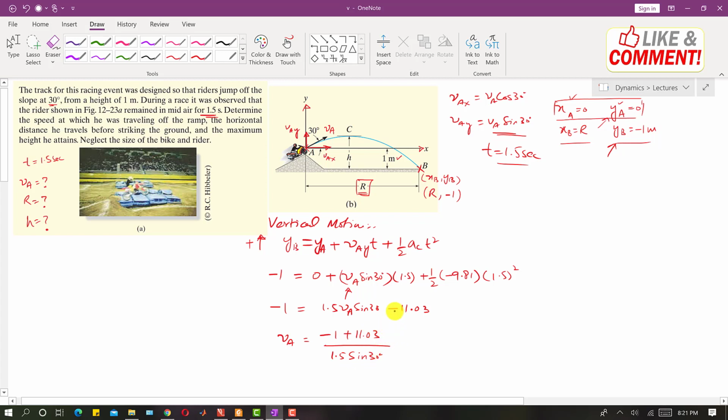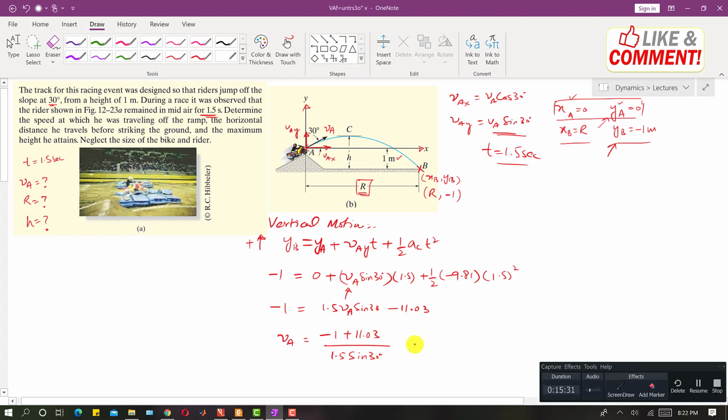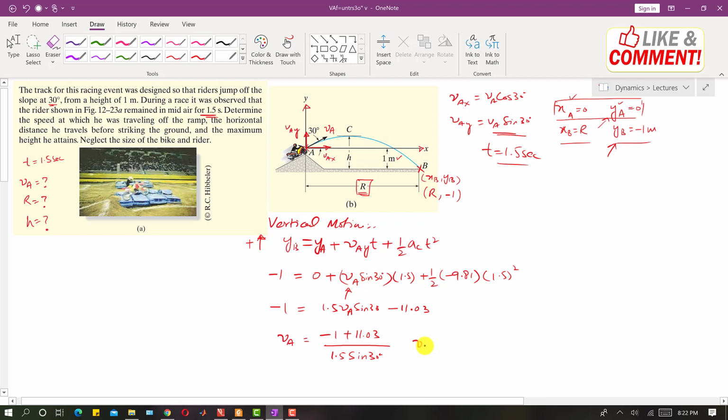So this will give us the initial velocity magnitude. VA comes out to be 13.38 meters per second, or we can write that VA equals 13.4 meters per second. So now we know the initial velocity. Now we are required to find the range.